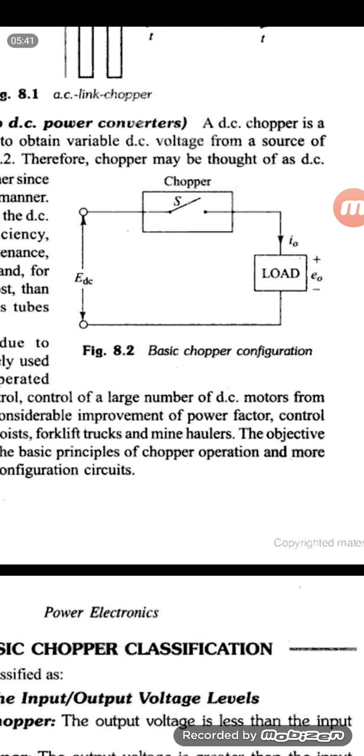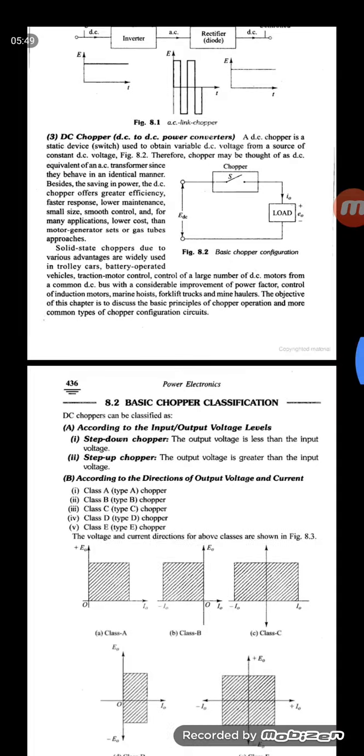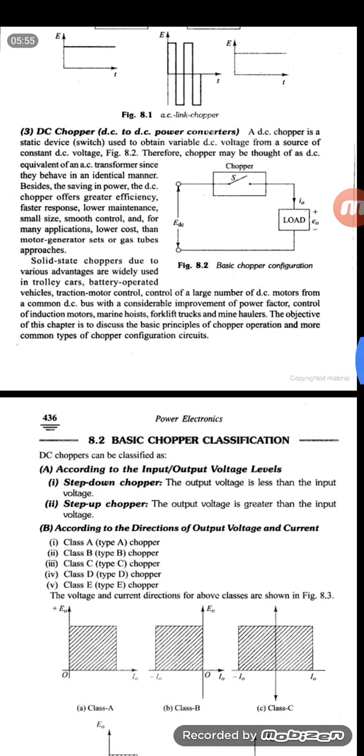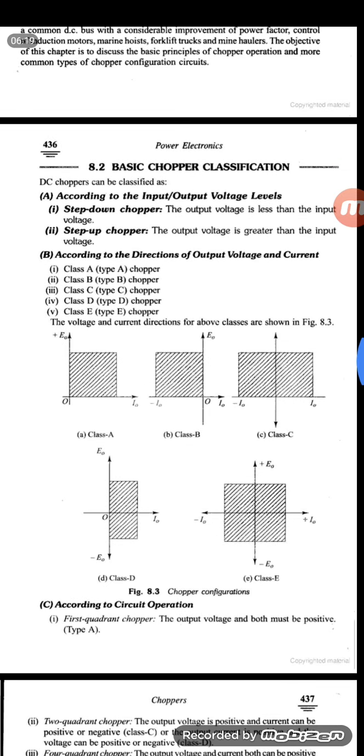When the switch is closed, we will get the variable DC. If the switch is open, we will get zero voltage and zero current. Where do we use this type of circuit? The main applications are improvement of power factor, control of induction motors, marine hoists and mine haulers. The objective of this chapter is to get the variable DC from the fixed DC.